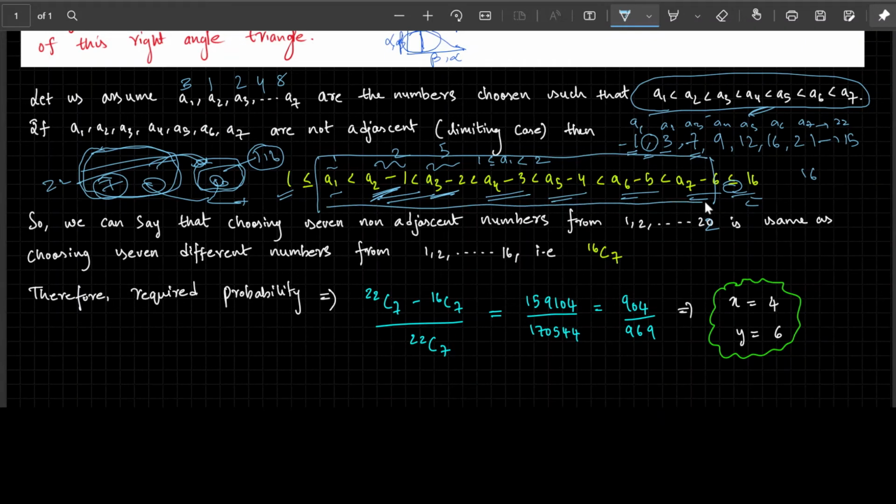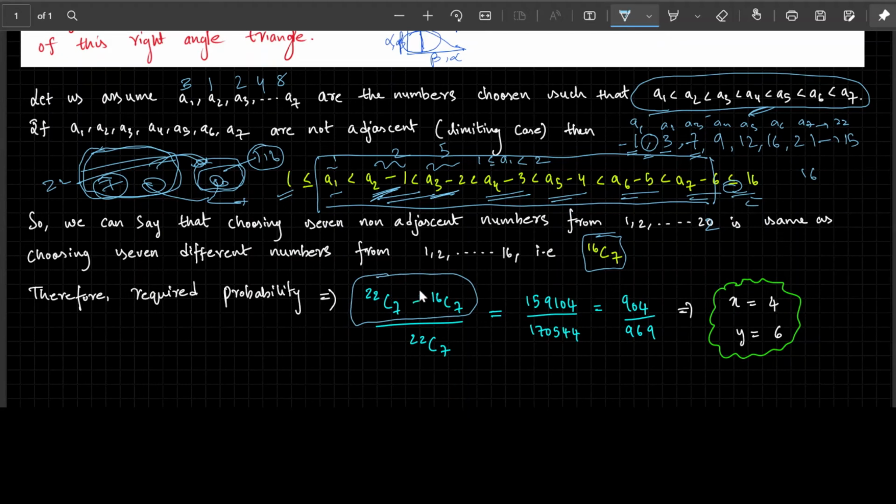Fine. So in these conditions, we have actually reduced 22 numbers to 16 numbers, and choosing 7 non-adjacent numbers from 1 to 22 is the same as choosing 7 different numbers from this pile, isn't it? So that is the reason. And the different combinations of choosing 7 different numbers from 16 is equal to 16C7. Now therefore the required probability is 22C7 minus 16C7.